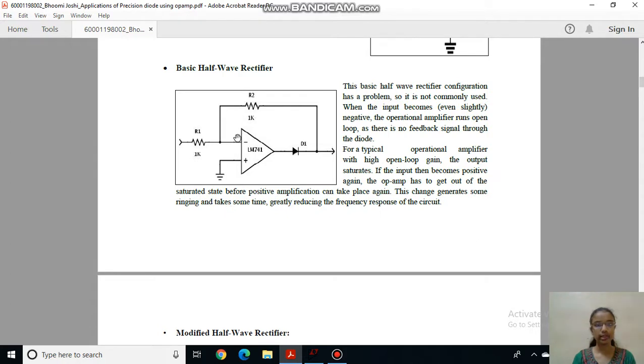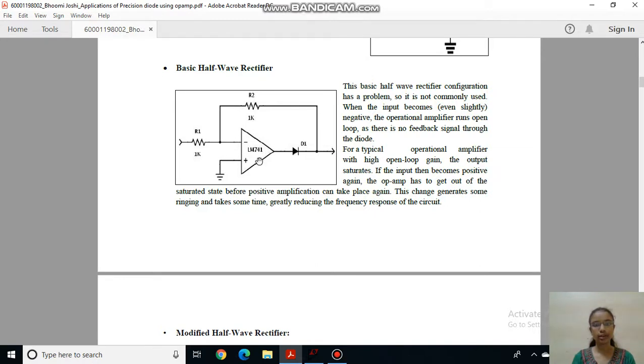So here, as you can see, this is a circuit of basic half-wave rectifier. It is a very simple circuit. So let us understand how the rectification is done using this circuit. Whenever the positive half cycle is applied, then diode D1 will conduct and we will get output same as we have applied as input.